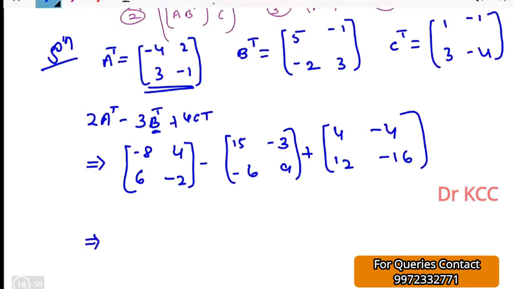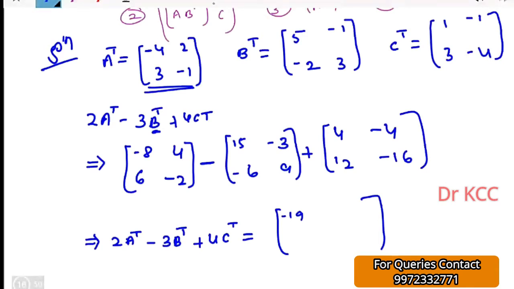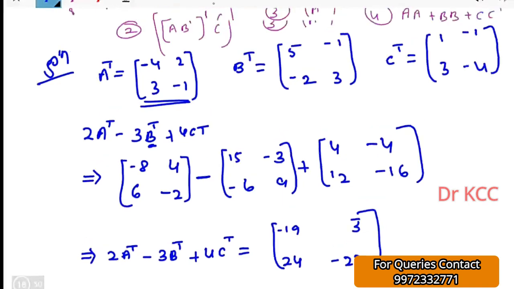That is 2A transpose minus 3B transpose plus 4C transpose is equal to, use your calculators or use your brain and simplify this. Minus 8, minus 15, don't forget the minus here, minus 8 minus 15 plus 4, so we'll get minus 19. Next, minus into minus becomes plus, 4 plus 3 minus 4, we'll get 3. Next, 6, again minus into minus becomes plus, 6 plus 6 plus 12, we'll get 24. Then minus 2 minus 9, minus 11, minus 11 minus 16, minus 27. If I'm not wrong, just let me know. So this is the answer to the first question, a simple question based on transpose.